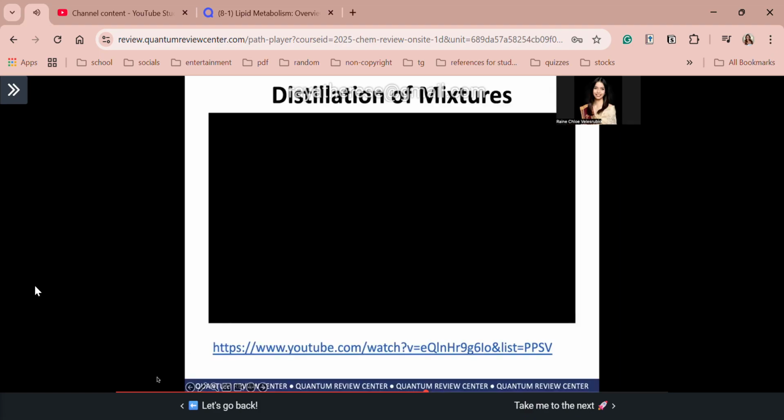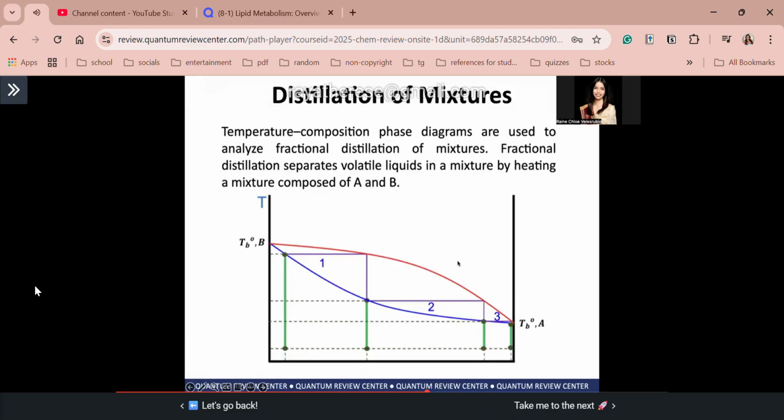Anyway, so guys, the video summarizes the differences between simple distillation and fractional distillation. However, ang focus natin dito ay ang fractional distillation because we are concerned with the distillation of liquid mixtures. So here guys, we have a temperature composition phase diagram and we use it in analyzing fractional distillation. Okay? So when we say temperature composition guys, ang temperature natin this time ang nasa y-axis.